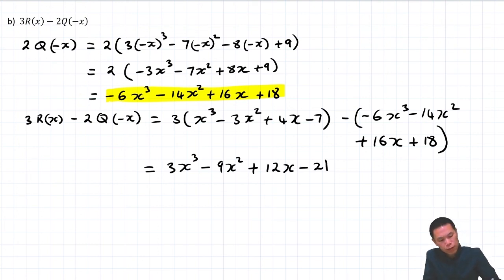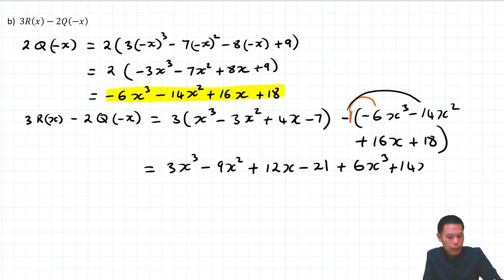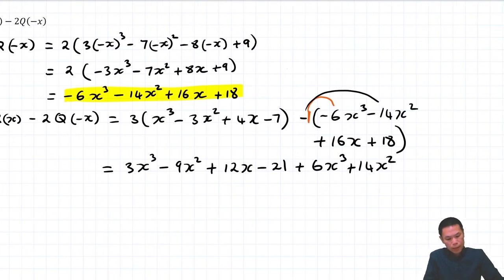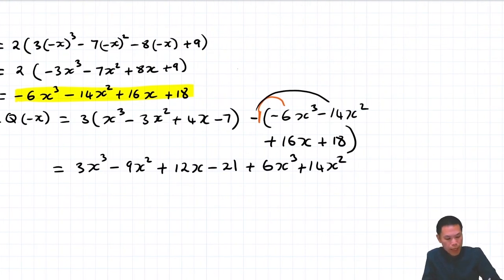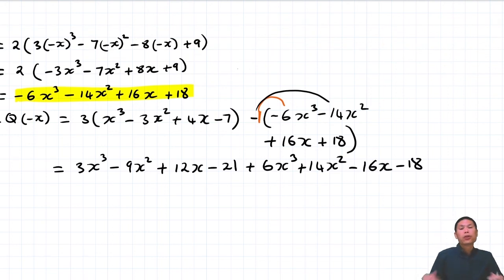Now I remove this bracket, so no number in front of bracket means 1, okay? So negative 1 times negative 6, which gives me 6. So 6x to the power 3. And then negative 1 times that, so that gives me positive 14x squared. And then I just minus, because negative 1 times 16, so minus 16x and minus 18. So now I just collect all these like terms.